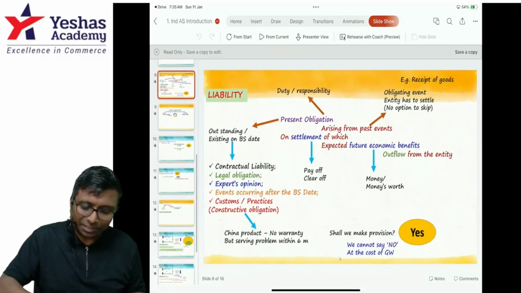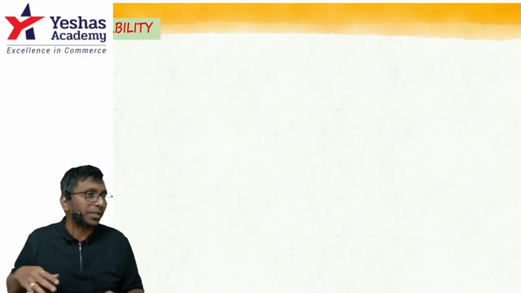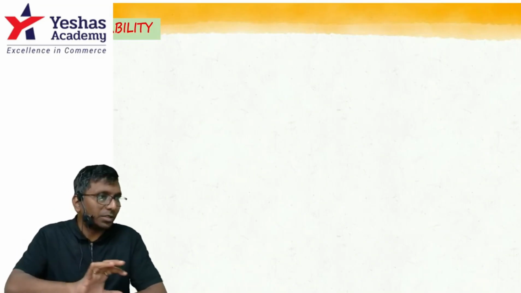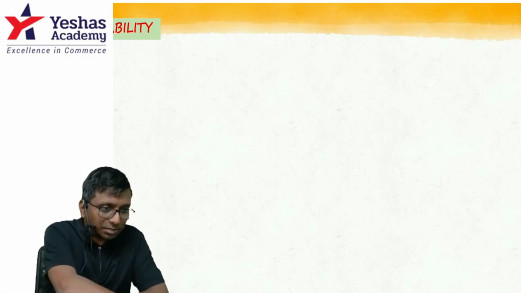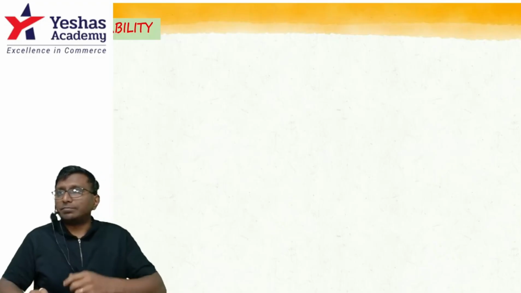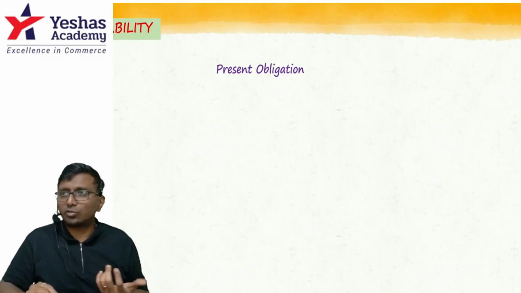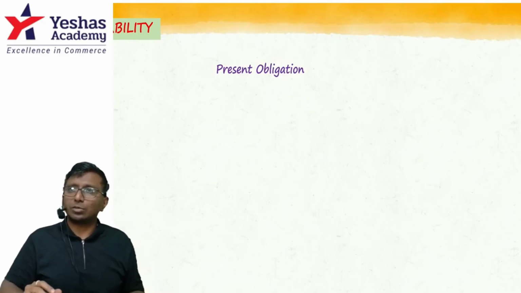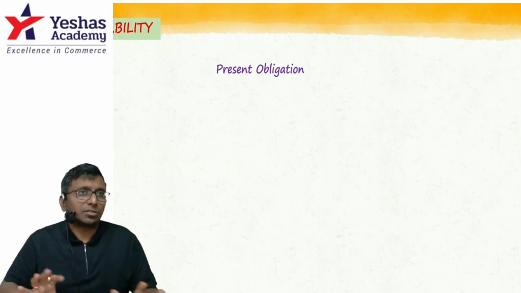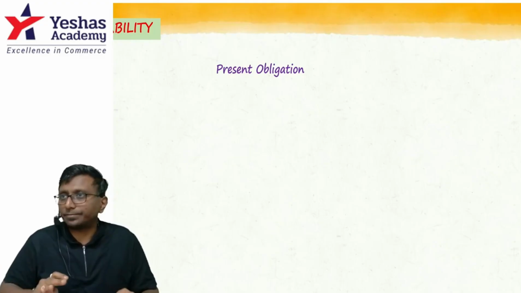Now let's go to the liability definition. In case of liability definition, there is no change from what you have studied at accounting standard level. So what is liability? Like how you said present economic resource there, present means what we understood. Present means it is there as on 31st March, as on the balance sheet date. Same way here also, it's a present obligation.